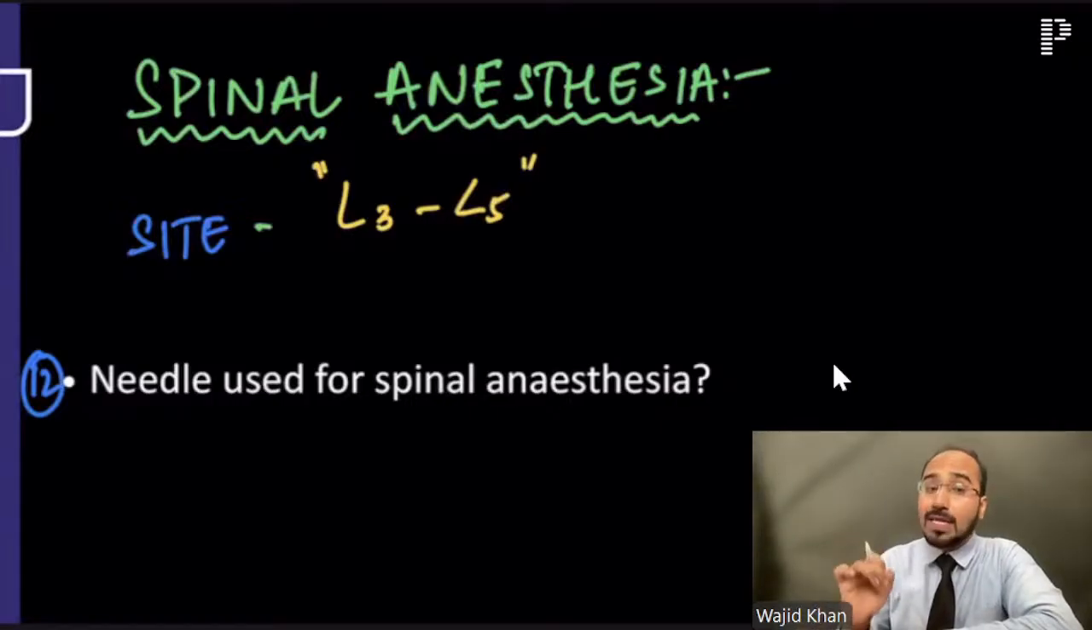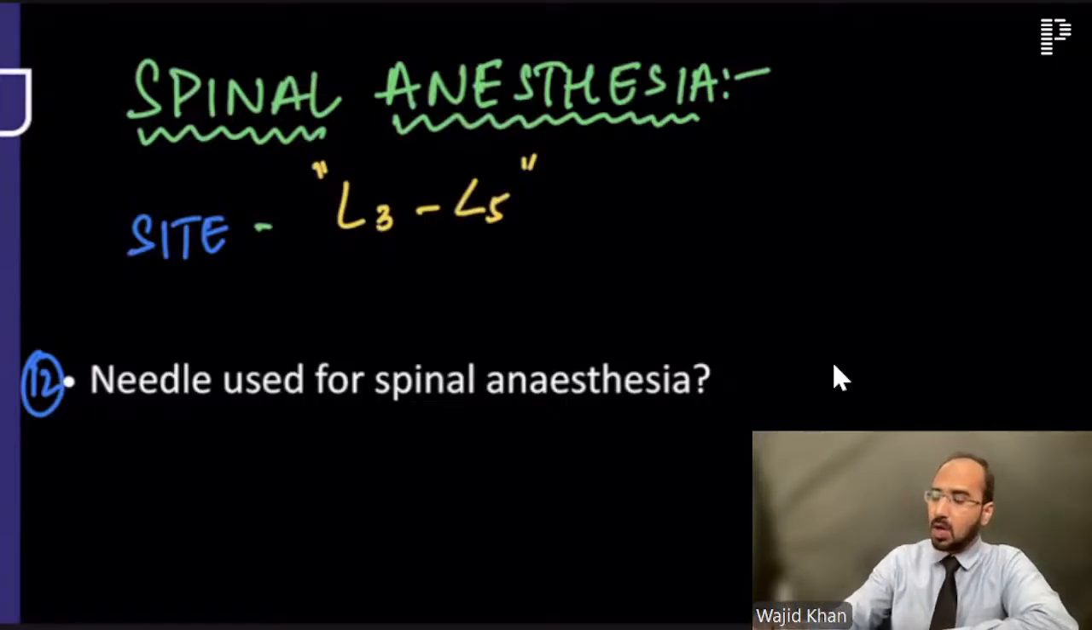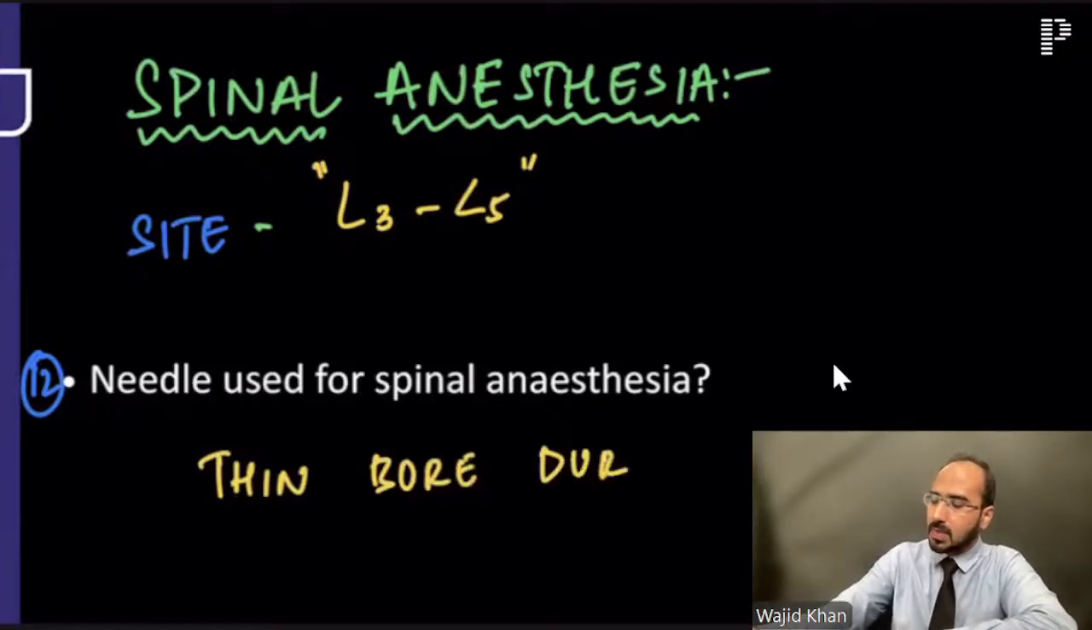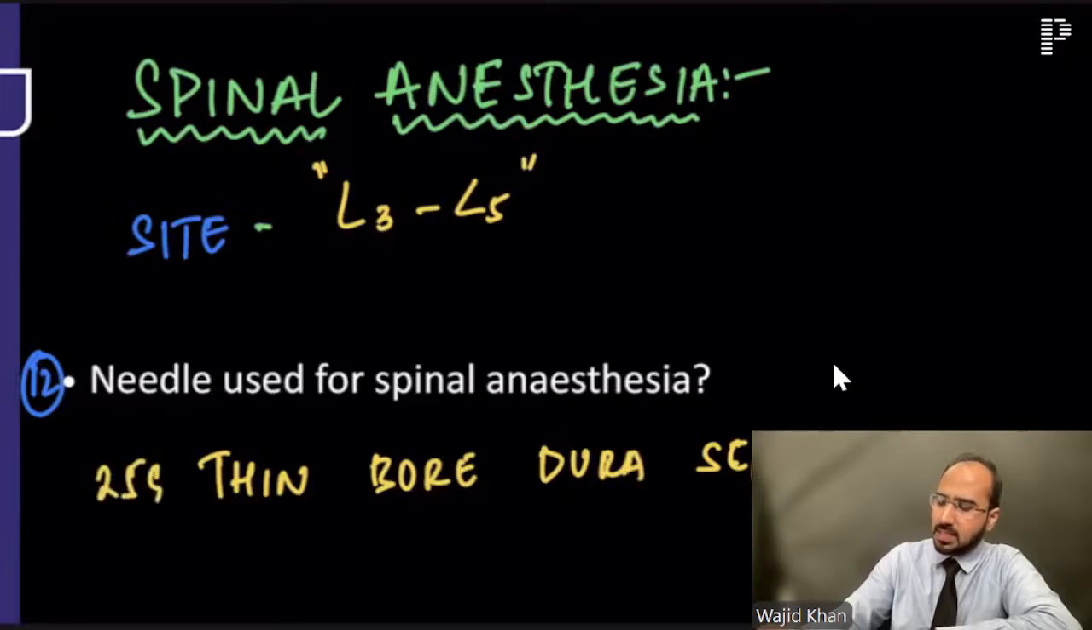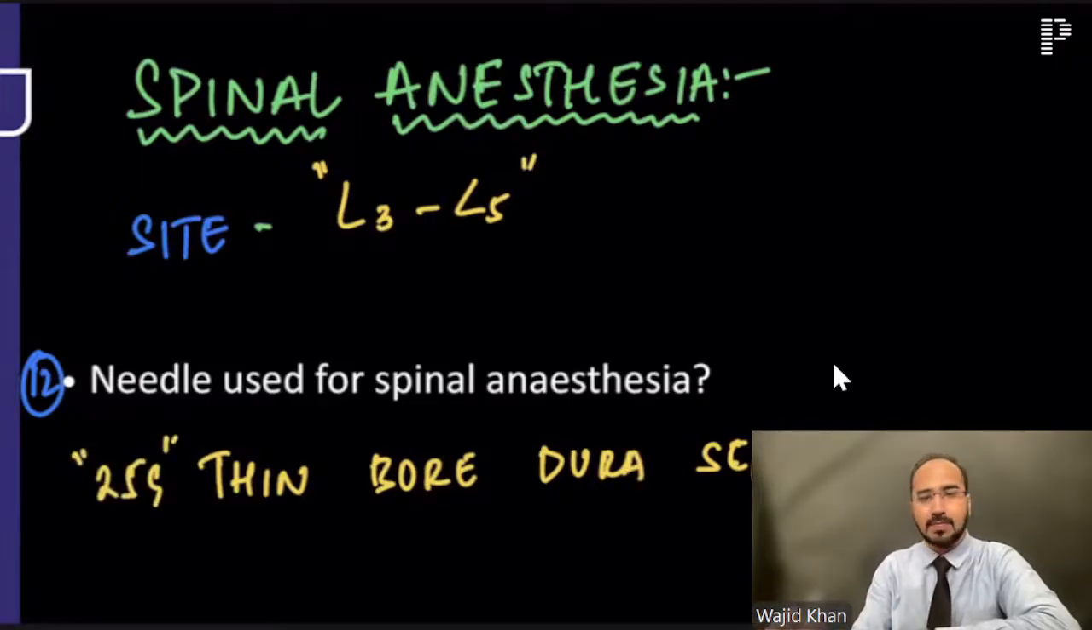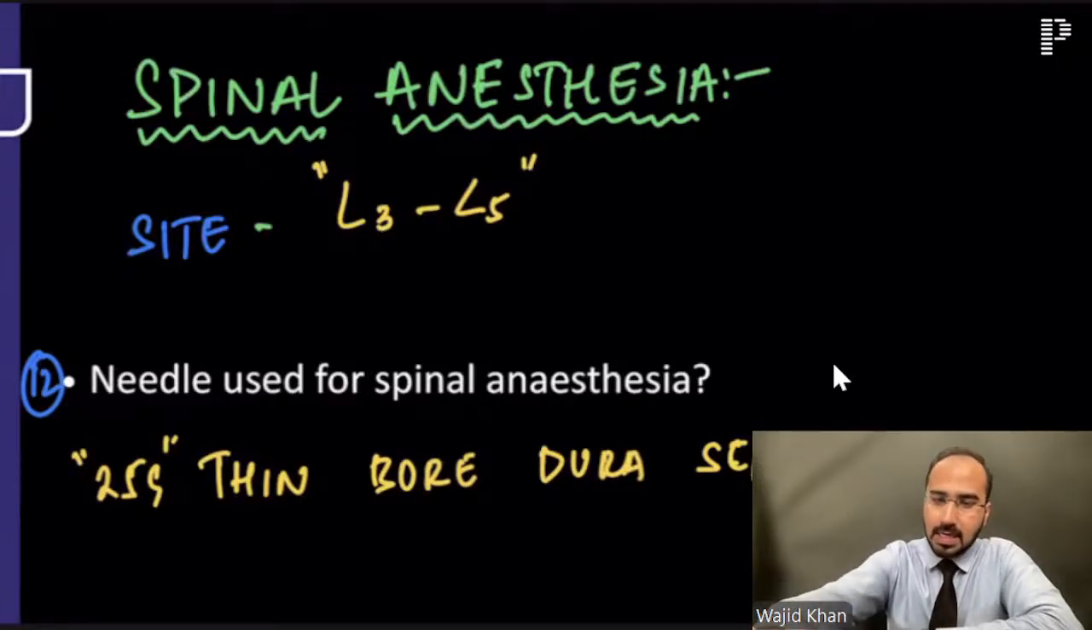Now, guys, what is the needle that you use for spinal anesthesia? Will you use a thick bore or will you use a thin bore? Always remember, you use a thin bore dura separating needle. Okay, it is 25 gauge. The size commonly used is 25 gauge, thin bore dura separating needle, a thin needle, right? Next.